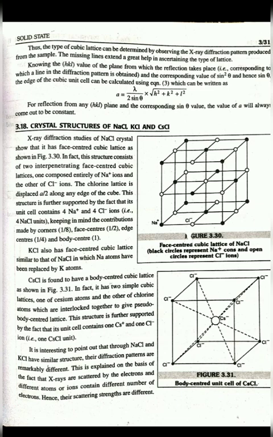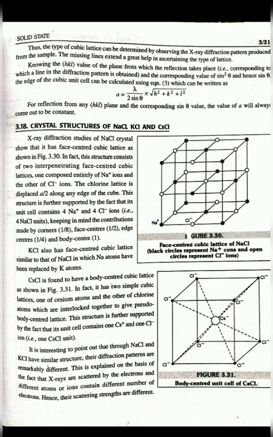Keeping in mind the contributions made by corners 1 upon 8, face centers 1 upon 2, edge centers 1 upon 4 and body centers 1. KCl also has a face-centered cubic lattice similar to that of NaCl, in which Na atoms have been replaced by K atoms. CsCl is found to have a body-centered cubic lattice as shown in the figure.